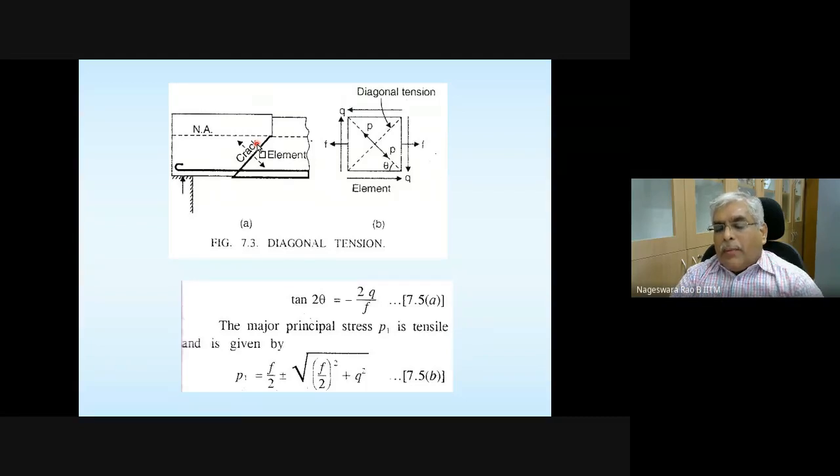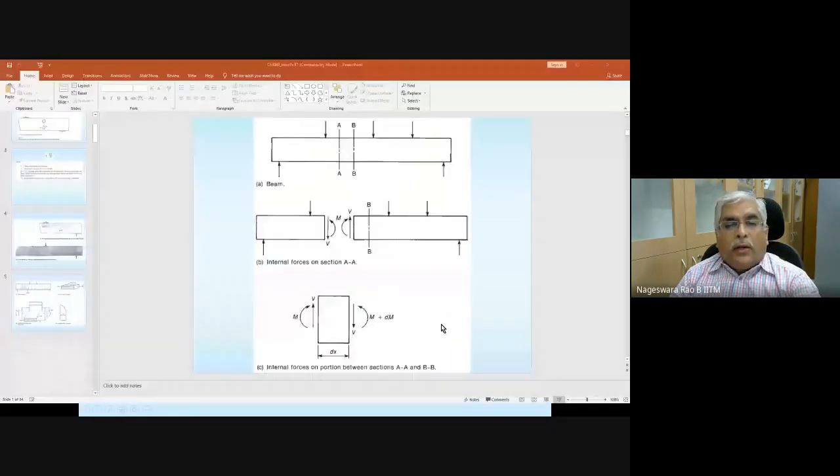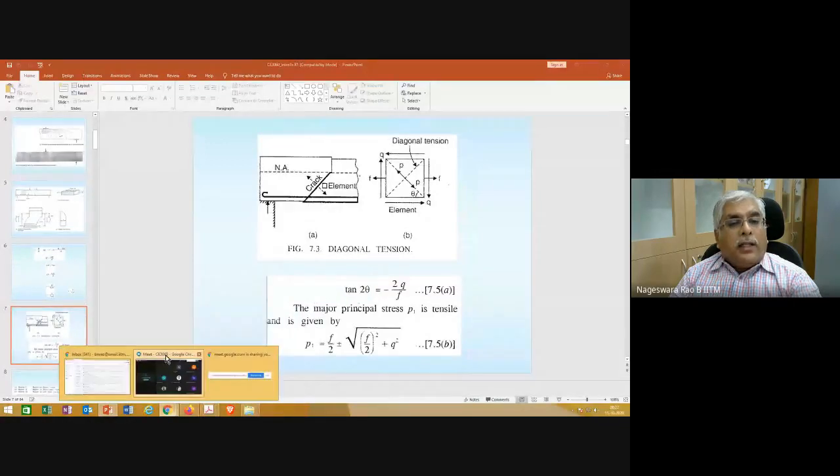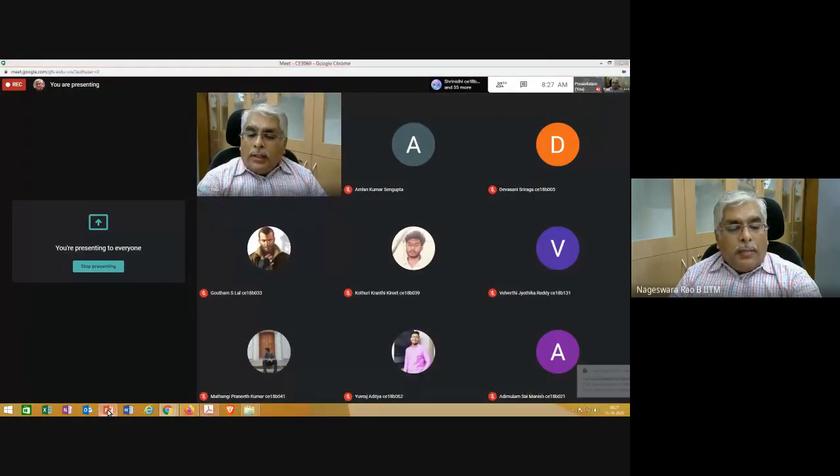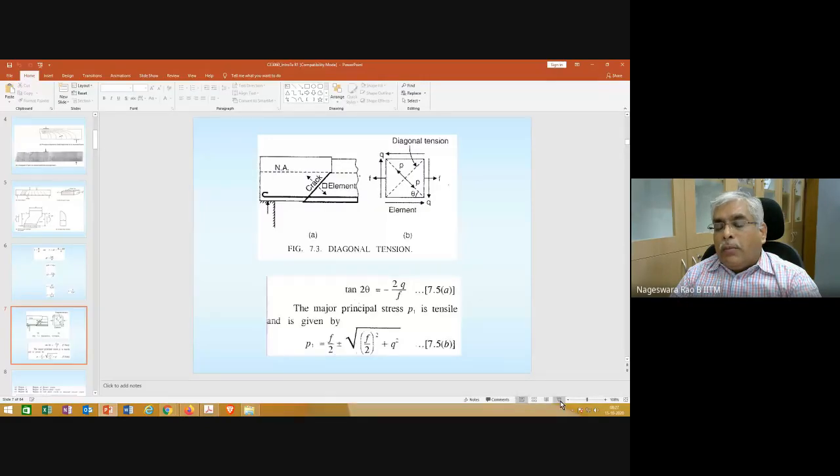Before I proceed, let's look at this equation more closely. Tan theta is equal to minus 2q divided by f. Suppose you take a simply supported beam subjected to some loading, shear force, or a simply supported beam subjected to uniformly distributed load.